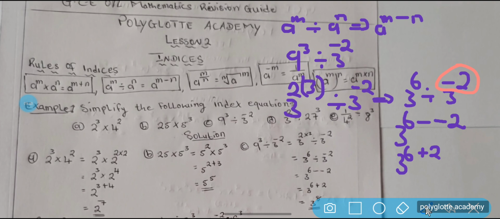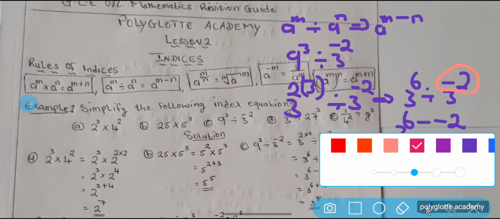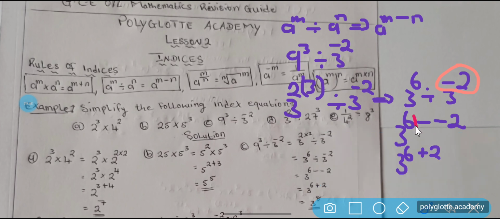When two signs are joined together, like two minus signs, a minus and a minus gives rise to plus. We have other rules too: a plus and a plus gives a plus, a minus and a plus gives a minus, and a plus and a minus gives a minus. So that is how we obtain that.